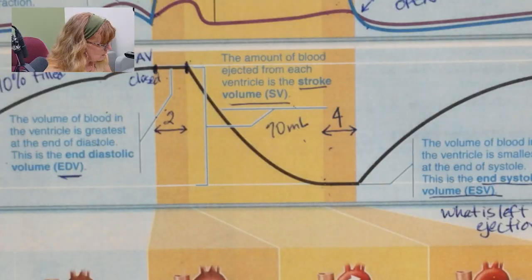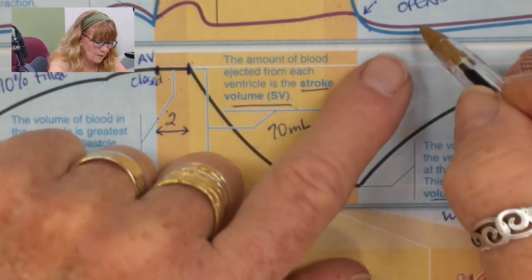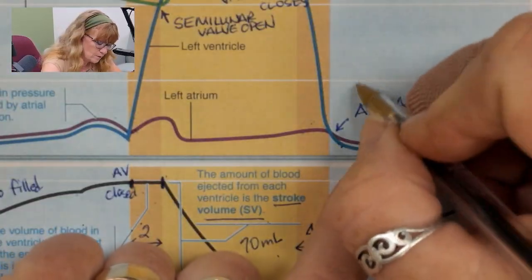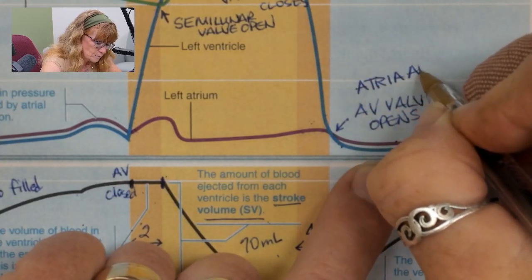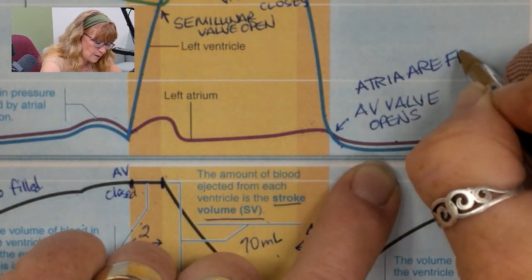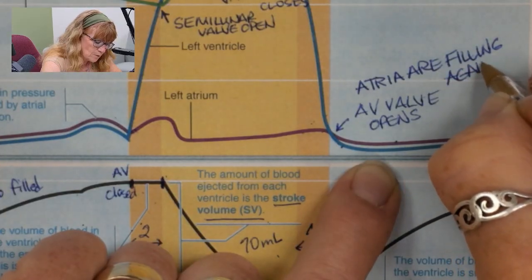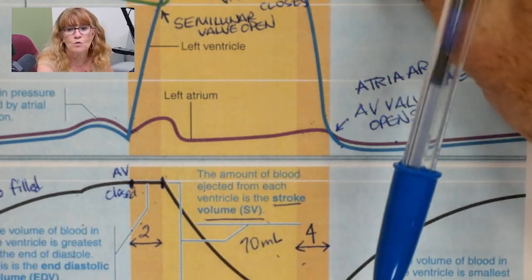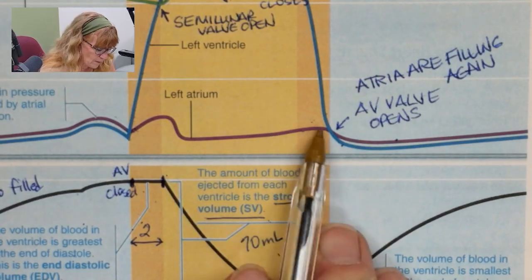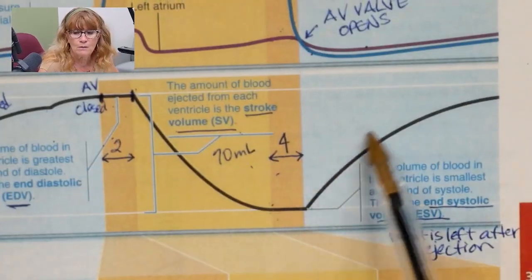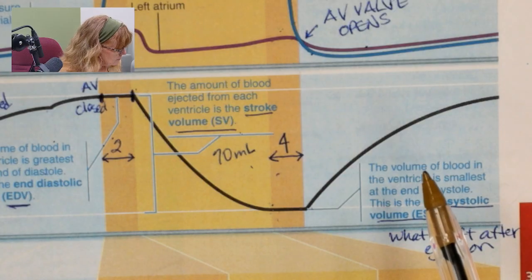So let me just check my notes. And why does the AV valve open over here? Just to add this so that you remember. The atria are filling again. So as the blood is returning both from the superior and inferior vena cava, then the atria will open up that AV valve and ventricular filling will happen again. Okay, I think that's all.